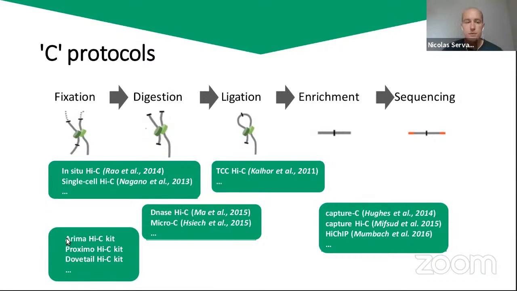We do have a couple of kits which are available on the market now. You can also enrich for a couple of targets at the enrichment level using capture HiC, or even combine the HiC with a kind of ChIP-seq-like protocol to immunoprecipitate your protein of interest. This is what we call HiChIP. So you have many different protocols which are derived from the initial HiC protocol.